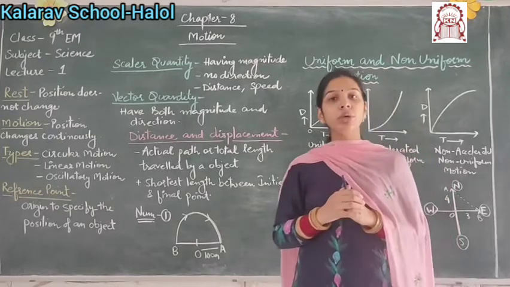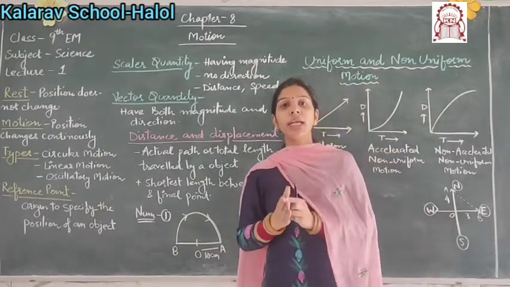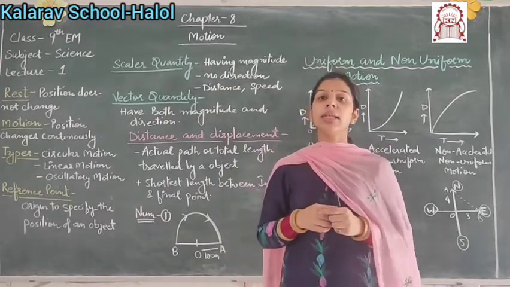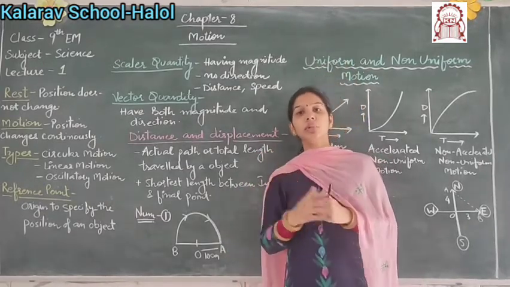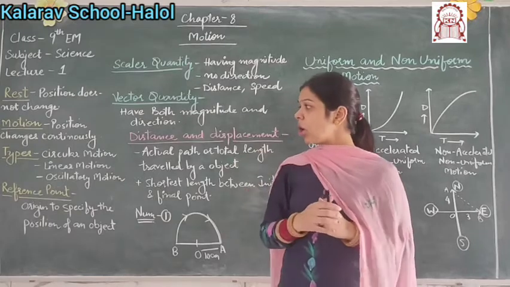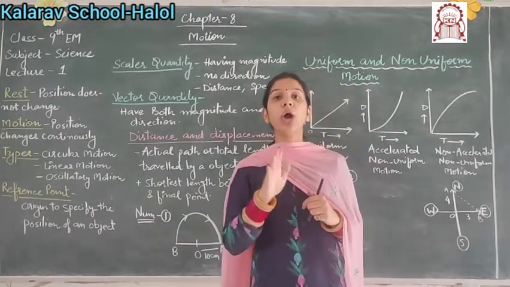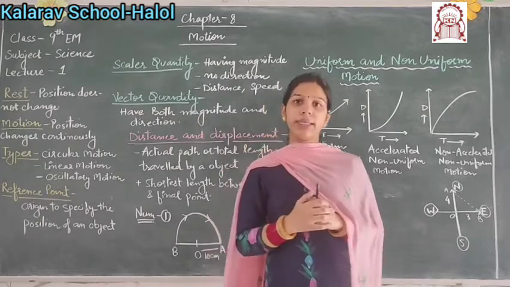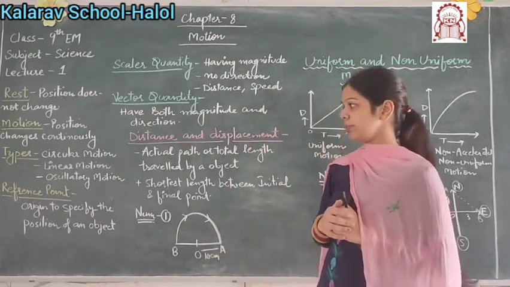Number two is linear motion. When an object is moving along a straight line path, then we can say that it is in linear motion. Next, oscillatory motion. When an object is moving to and fro, then the object is in oscillatory motion.